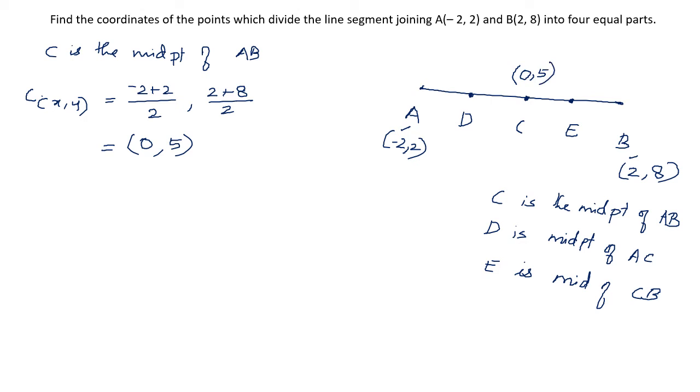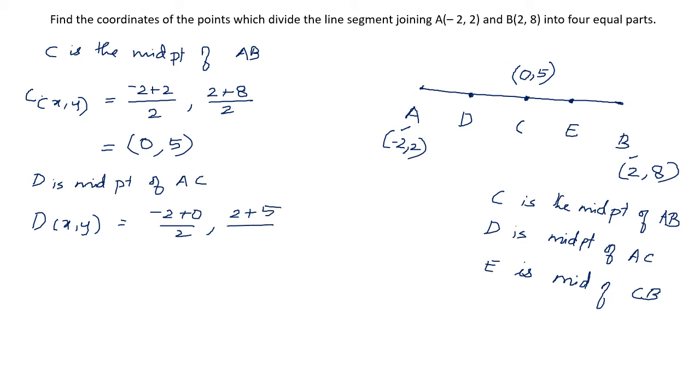Now what is D? D is midpoint of? Yes, D(x, y) will be correct. Now you are getting it. (-2 + 0)/2, comma, (2 + 5)/2. So what is the answer going to be? -2 by 2 is -1, comma, 7 by 2. Now there is one more point. So you got this point as (-1, 7/2).